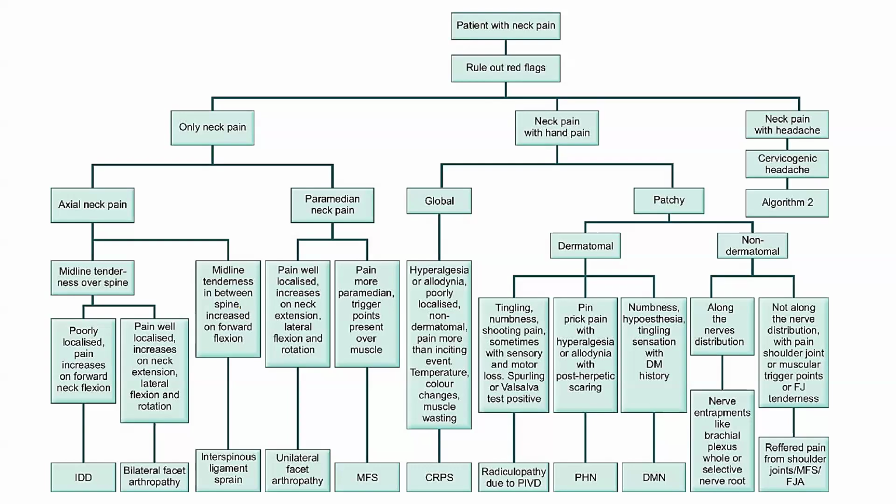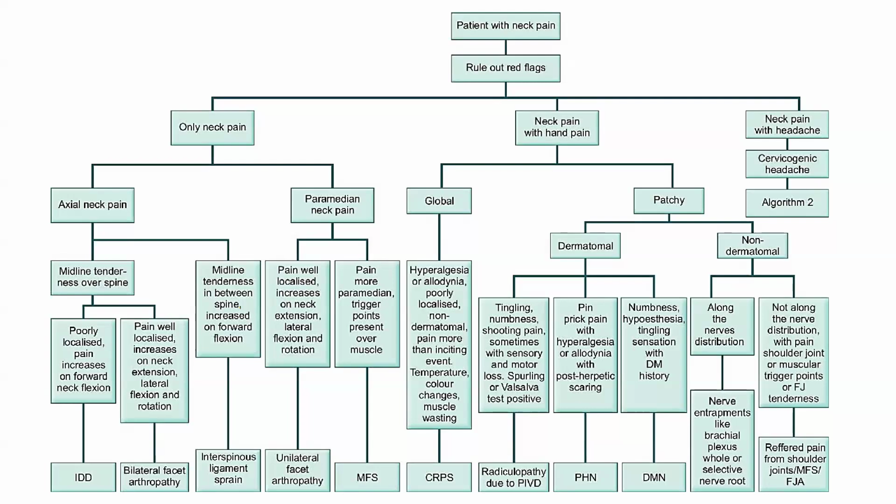Now, axial neck pain with midline tenderness between the spines and increased on forward flexion could be a sprain of the intraspinous ligament, that is, in between two spines. A paramedian neck pain with pain well localized, increasing on neck extension, lateral flexion and rotation, could be a unilateral facet arthropathy. Paramedian neck pain that is usually more paramedian than the facet pain, and is like a trigger point over a muscle, could be a possible myofascial pain.